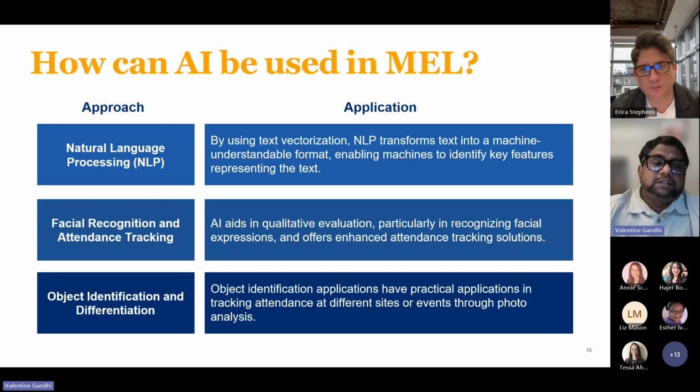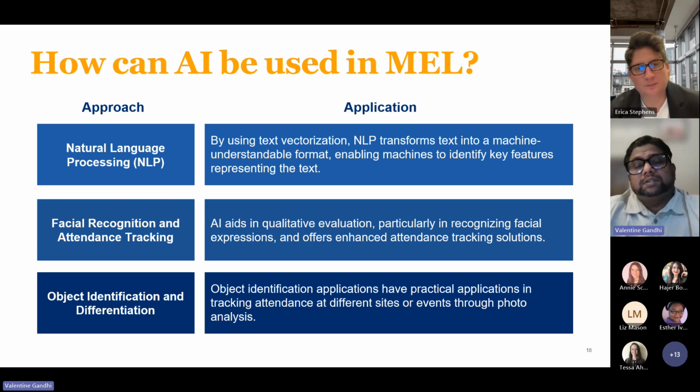NLP and text vectorization are being used by UNDP, UNICEF, and even the World Bank in certain sectors to turn their qualitative information into machine-readable format, enabling themes and patterns to be identified and visualized.